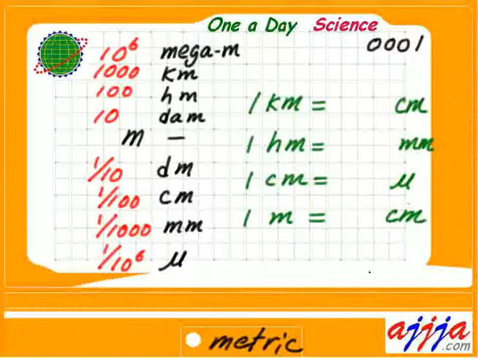Okay, what about 1 kilometer? How many centimeters? Kilometer right there, now to the centimeter. All you gotta do is just count how many clicks. So from here on the top, kilometer. Now, 1, 2, 3, 4, 5. That means 5 zeros, right? So 1 with 5 zeros, which is 100,000 centimeters.